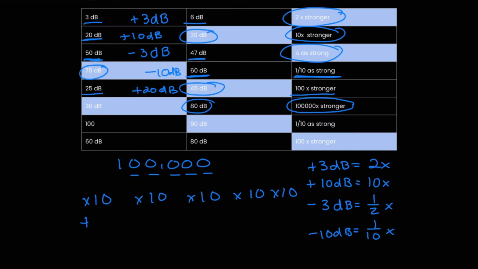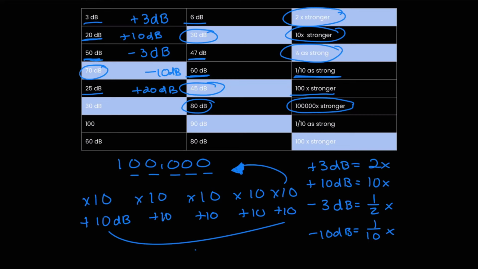For each of these increases by the factor of 10, we are adding 10 decibels. 10 times 10 times 10 times 10 times 10 equals 100,000. So we see that that works out, that there's been 5 increases by a factor of 10 to make the new wave 100,000 times stronger. To do that change then, we will see an increase of 10 plus 10 is 20 plus 10 is 30 plus 10 is 40 plus 10 is 50. So we're going to see a total increase of 50 decibels to create a wave that is 100,000 times stronger.